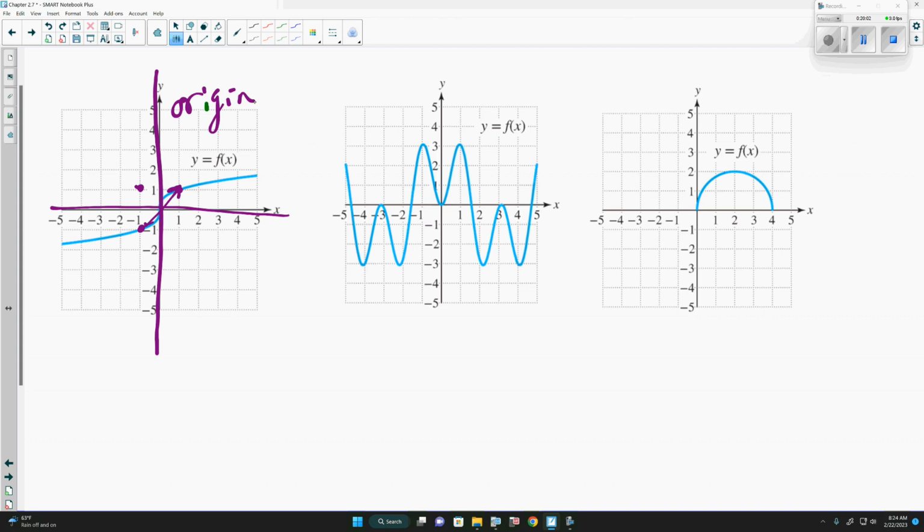Now, if we look at the second one, well, it's definitely not going to be reflected across the origin. We're not flipping both, but all the points on this do mirror each other across the y-axis. So this would be considered even.